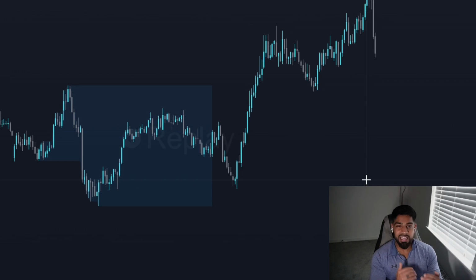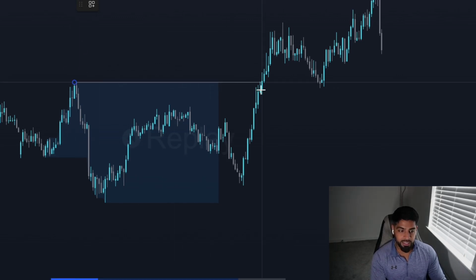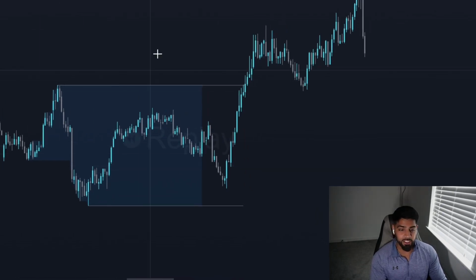Now, this is where we really have to understand market structure coupled with liquidity to figure out in which direction the market wants to go. But for this lesson, let's keep it nice and simple, because we can always expand on the knowledge that we're starting to accumulate. So first and foremost, what I like to do is identify my key areas in the market, which is the Asian range high and the Asian range low.